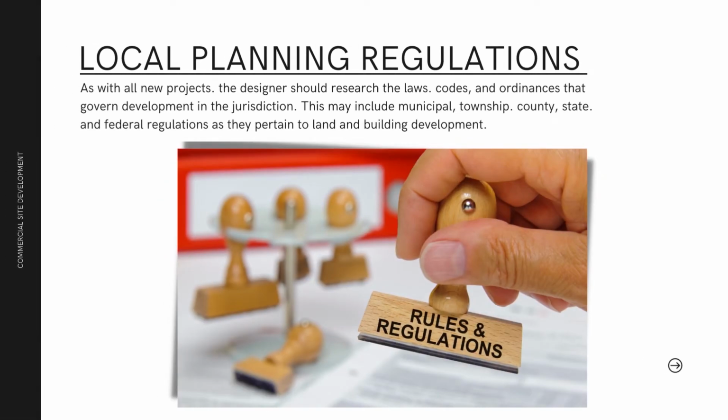So, what about the local planning regulation? As with all new projects, the designer should research the laws, codes, and ordinances that govern development in the jurisdiction. These include municipal, township, county, state, and federal regulations as they pertain to land and building development. Local planning regulation is a guideline document that sets out regulatory development controls for properties in the area to which it applies. As the main author of the project, the architect must know the rules and regulations implemented in that area. You should research all the policies for your project in that place. Next slide.